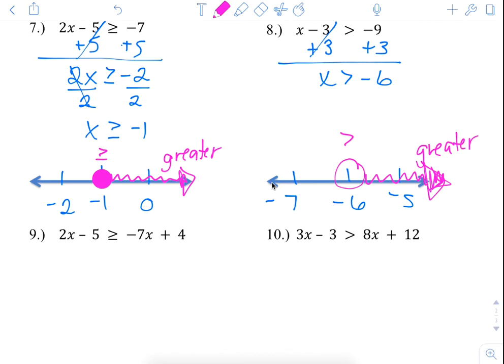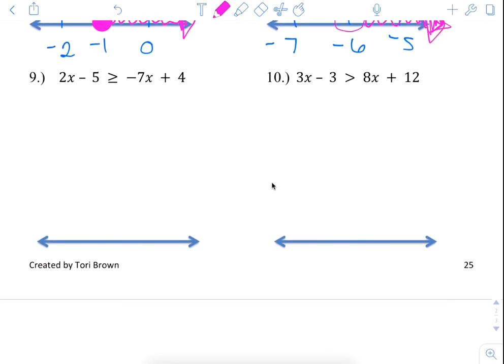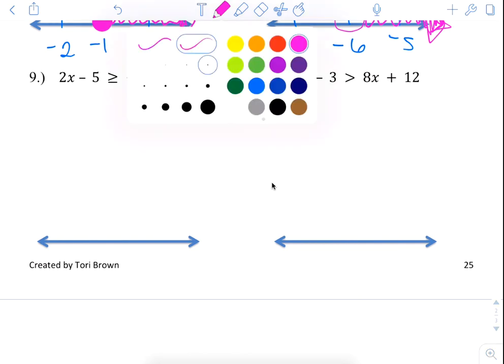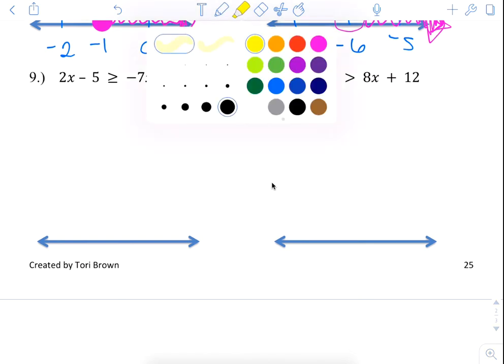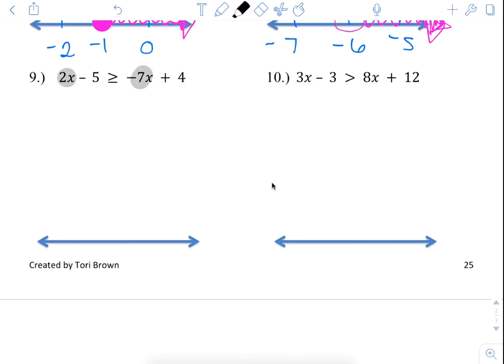All right, let's try number 9. So on number 9, can I simplify? Yes. I actually need to get all of my x's onto one side. So I'm going to go back to my color coding system. Both of them have x's. Who has more, a positive 2 or a negative 7? Positive 2 is going to be a bigger number. So we're going to move the 7. How do we cancel out a negative? We're going to add 7 x's to the other side.